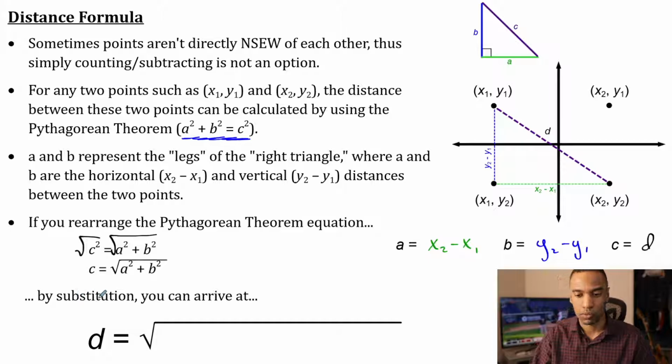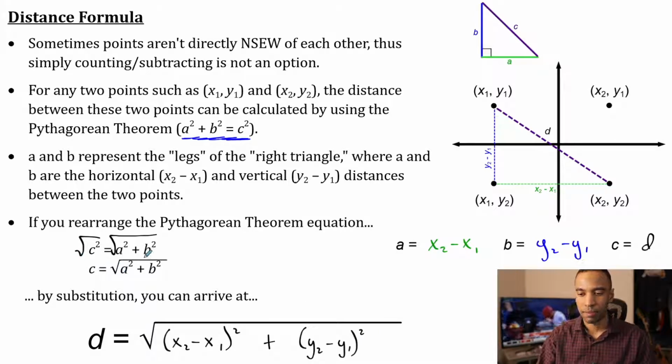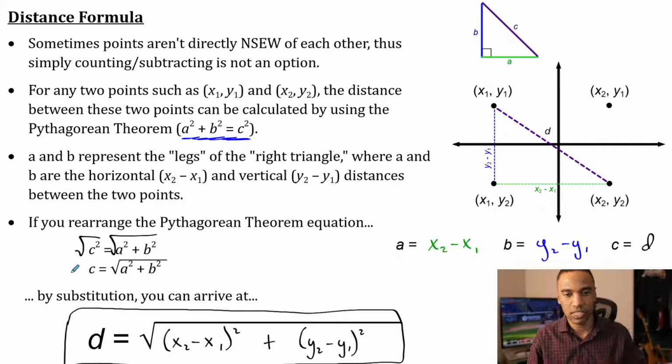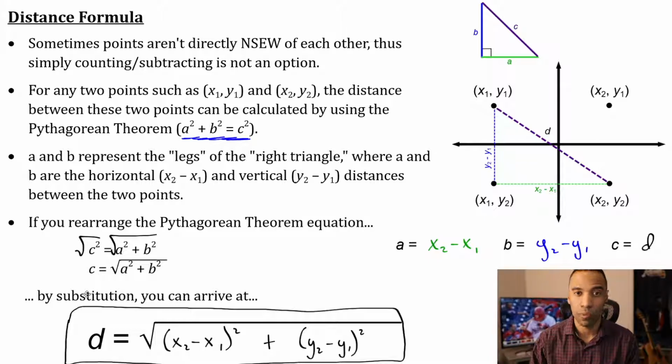But now if I substitute x2 minus x1 for a, I get the square root of x2 minus x1 squared. If I substitute y2 minus y1 for b, I get y2 minus y1 squared. So this is going to be a squared plus b squared, and I'm taking that square root, and c gets substituted with d. You guys, this is the distance formula right here. And it's kind of big, and I understand that. I would allow you to use this at any time. You don't have to memorize it, so to speak, but you have to know how to use it. Otherwise, I wouldn't say to use it.